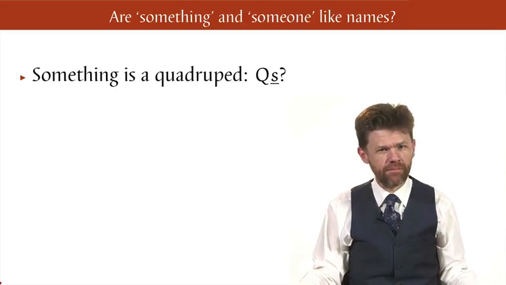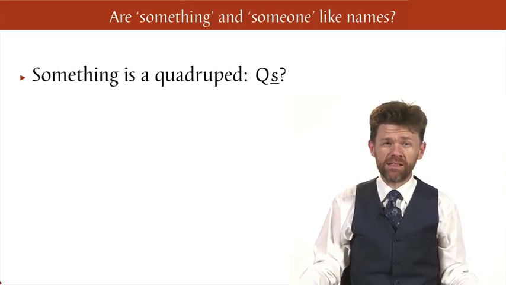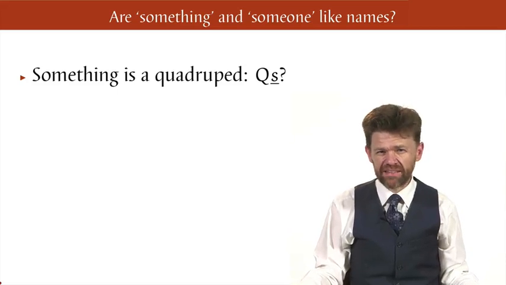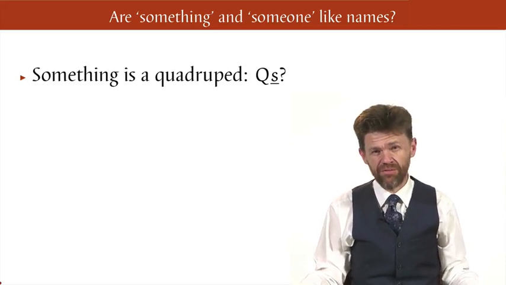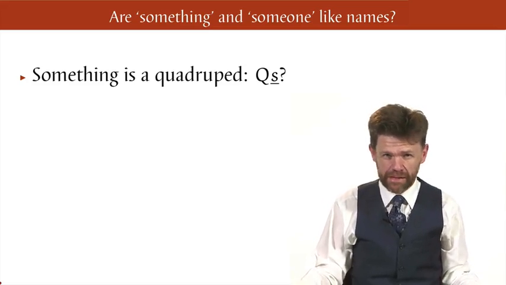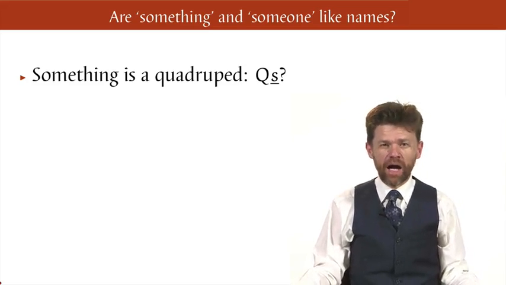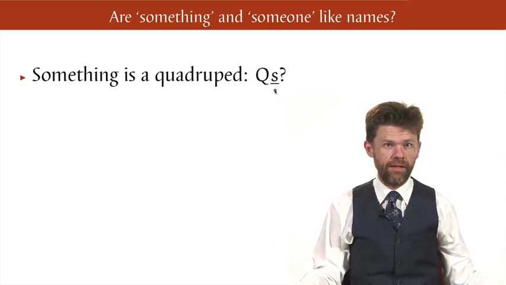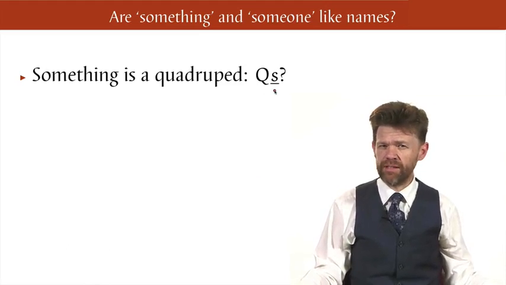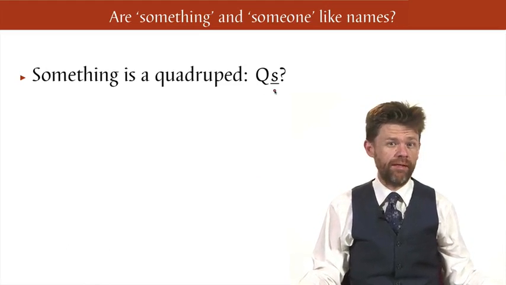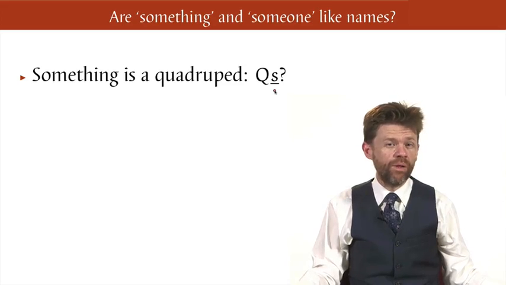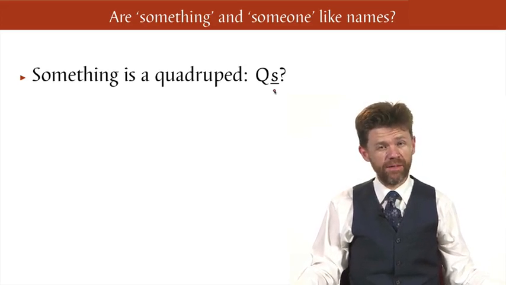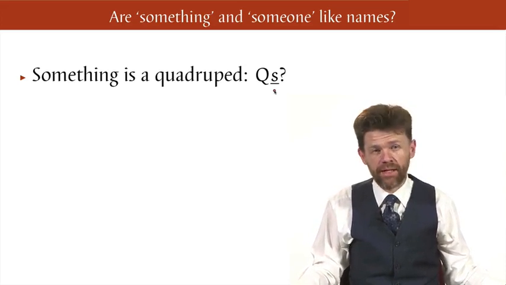But can it? Suppose we were to treat something is a quadruped as having the form QS, where the S is kind of like a name. Now, it's not really a name, because nothing is named something, so I'll underline the S here to remind us that it's not really a name. Now, perhaps this will do to display the form of something is a quadruped. Maybe like Will is a quadruped, the something is bringing an object to our thought, and then we describe it as being a quadruped, being four-legged.